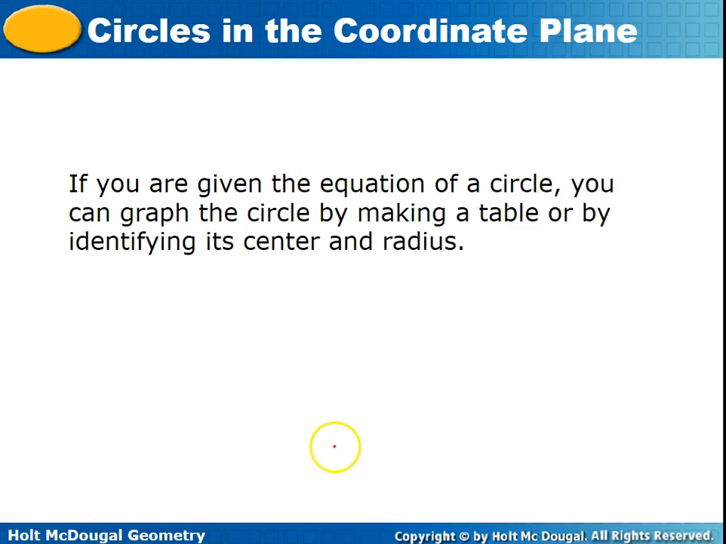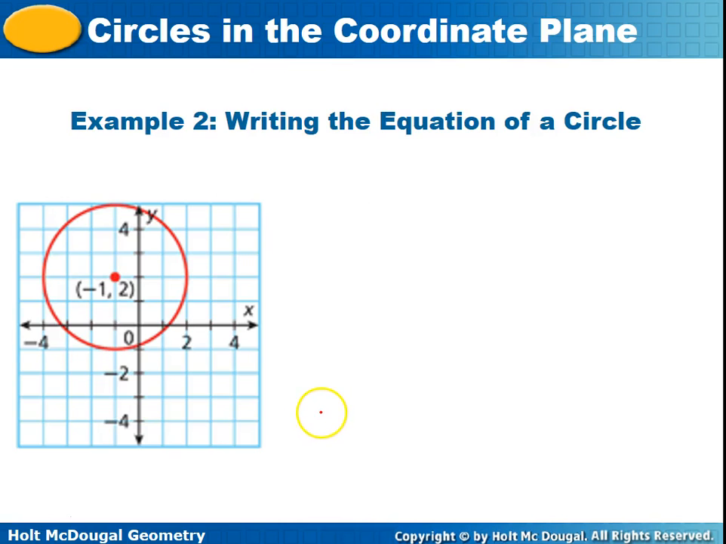All right, so the next one says if you're given the equation of a circle, you can graph the circle by making a table or by identifying its center and its radius. So on this one, we have a graph here. So the first thing I want to ask is what is the center of this circle? And if you'll notice, it's labeled right here. So we have that the center is (negative 1, 2).